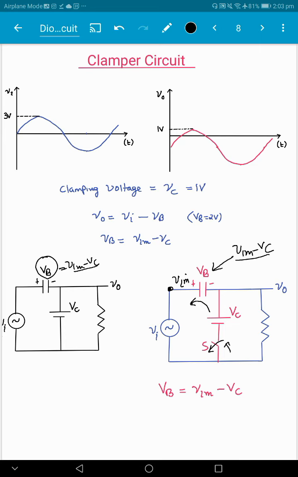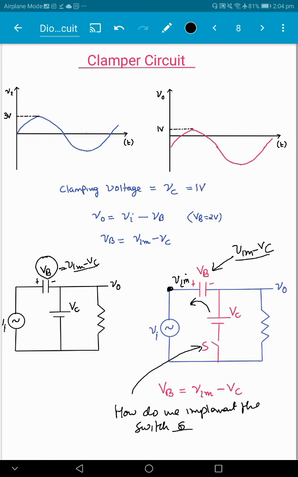But how do we implement the switch here? What we want is for the switch to be closed till the input reaches its peak value, and just after it falls below the peak value, we should open the switch. We can't be sitting there opening and closing the switch, right? So we have to do it not manually, but electronically. How do we create this particular switch?